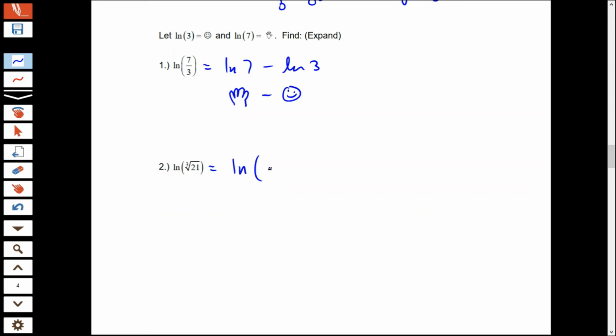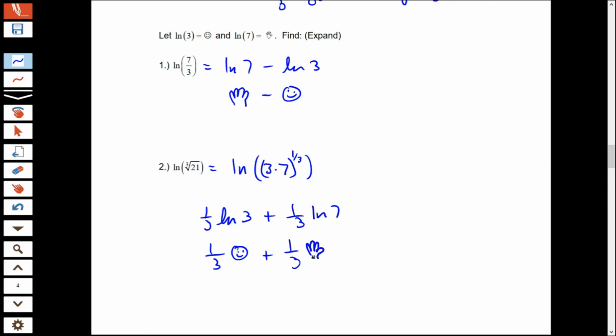Okay. Here, we have the 1/3 exponent, but 21 needs to split up into 3 times 7. So you're going to factor that. Then you've got the 1/3 exponent, which is going to be applied to both. And we can expand that. So this will be 1/3 natural log of 3 plus 1/3 natural log of 7, or 1/3 smiley plus 1/3 hand. Okay, so some of these are going to require some substitution as you expand.